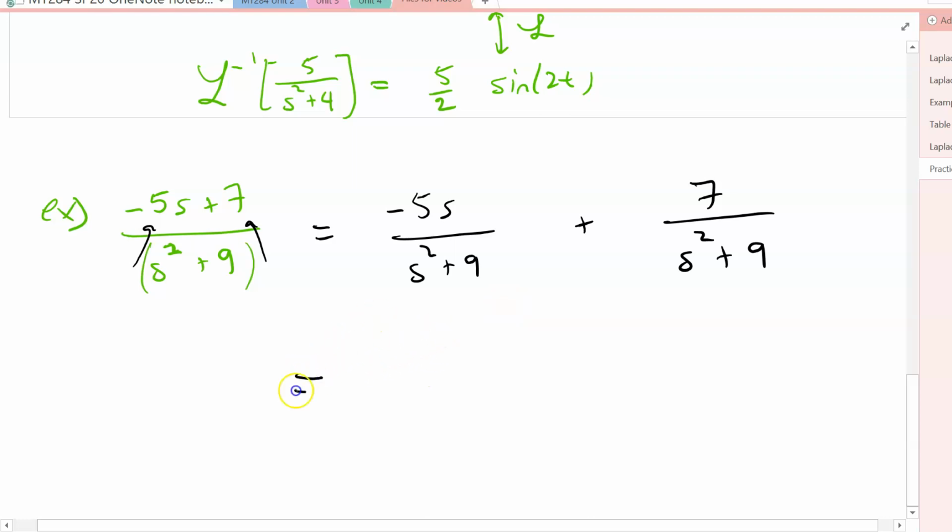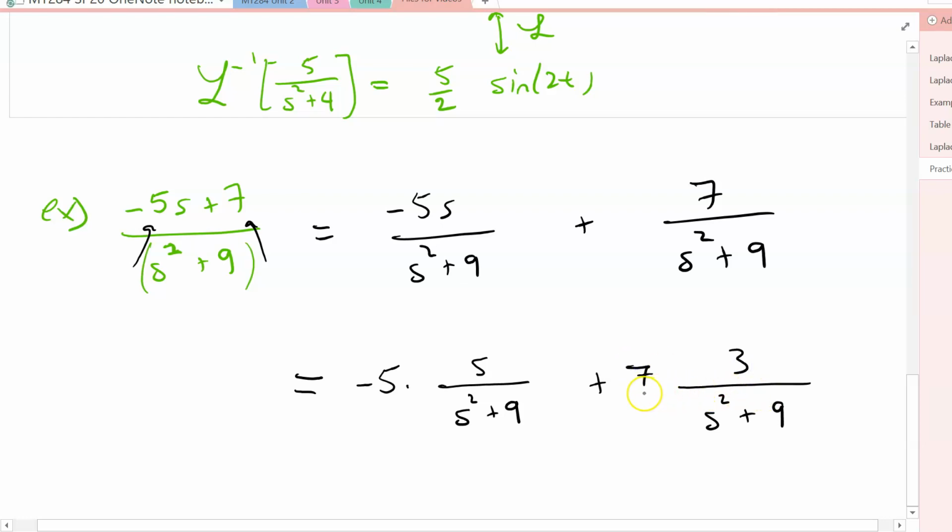For the first term, pretty straightforward. We can just pull the negative 5 off and rewrite that as negative 5 times s over s squared plus 9. For the next one, what do we want there? Well, we want to have a 3 on top because 9 is equal to 3 squared. Again, I can't just put a 3 there and delete the 7. We would have to move the 7 factor in the front and then also divide by 3, so that would be equivalent to having 7/3 in the front.